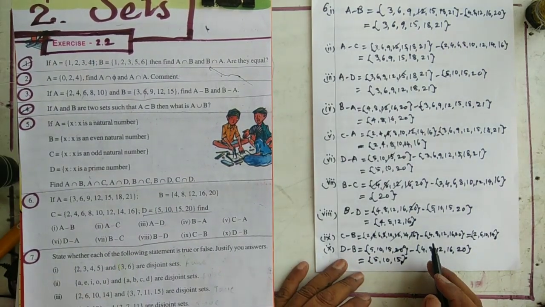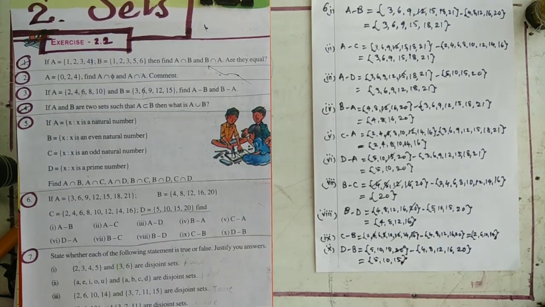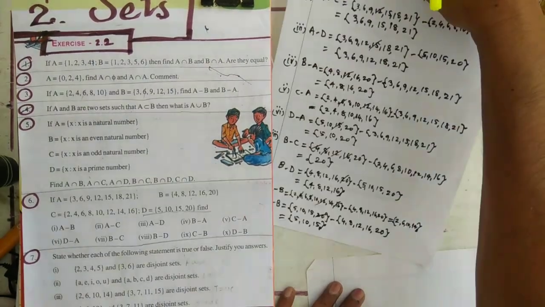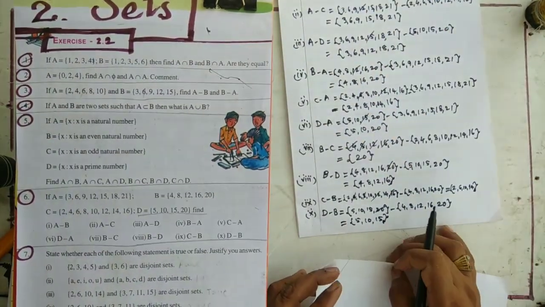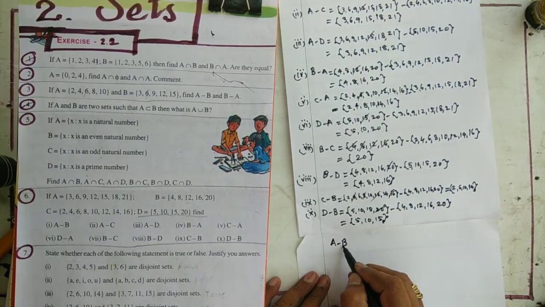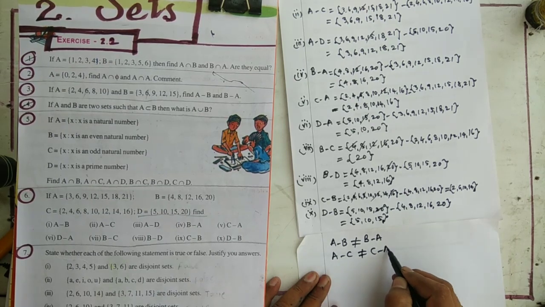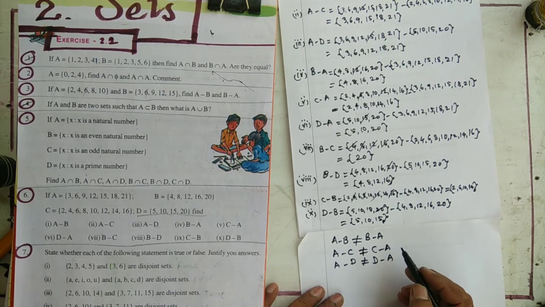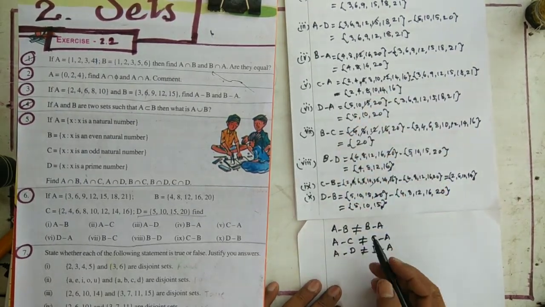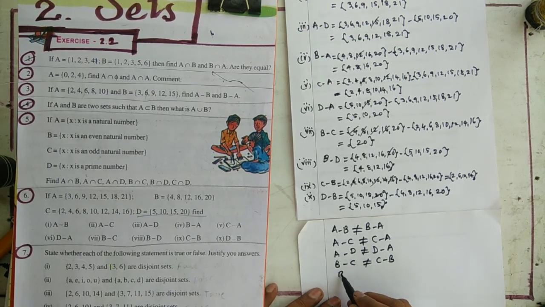So if we observe these results, A minus B is not equal to B minus A. A minus C not equal to C minus A. A minus D not equal to D minus A. And B minus C not equal to C minus B. B minus D not equal to D minus B.